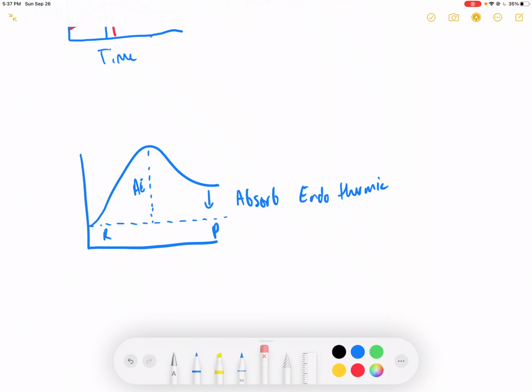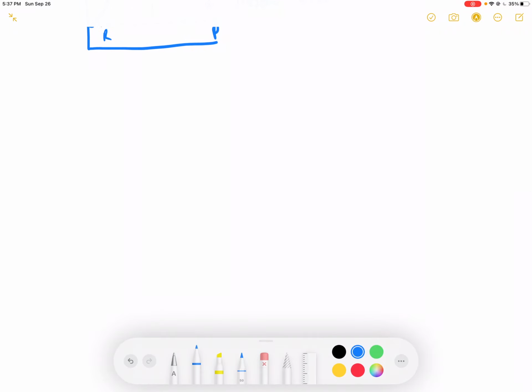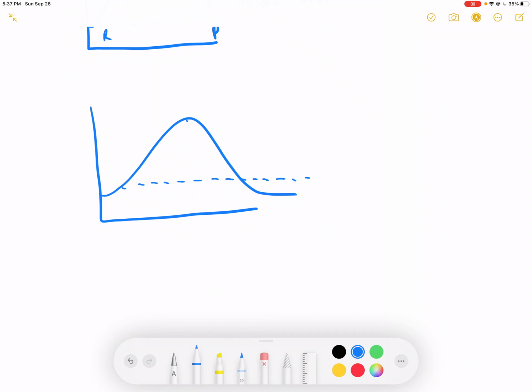While in an exothermic reaction, this is my activation energy, this is my reactants, these are my products. I had to release, because I used too much energy here, I had to release it as heat, also known as an exothermic reaction. Okay.